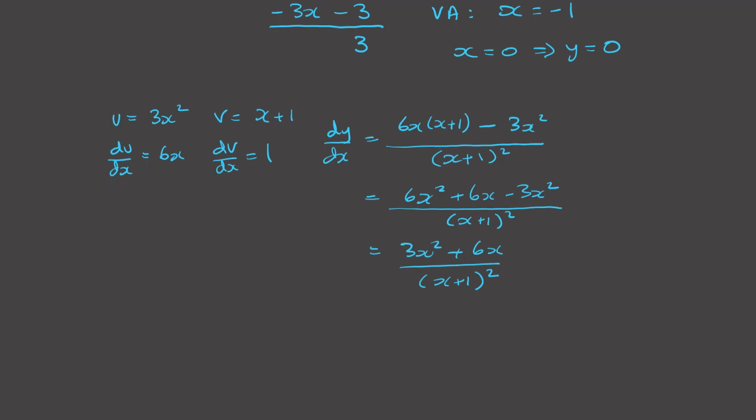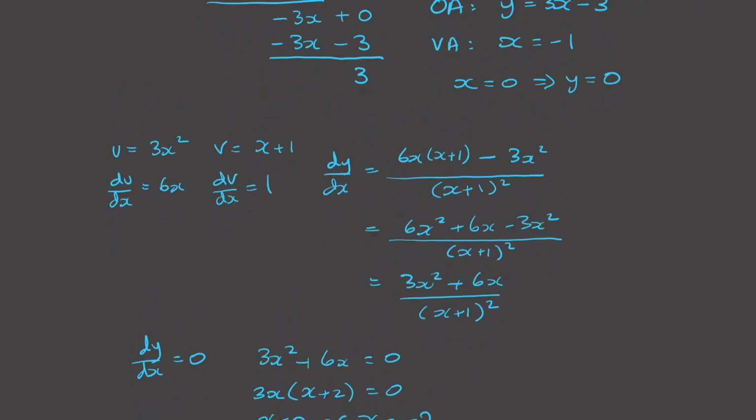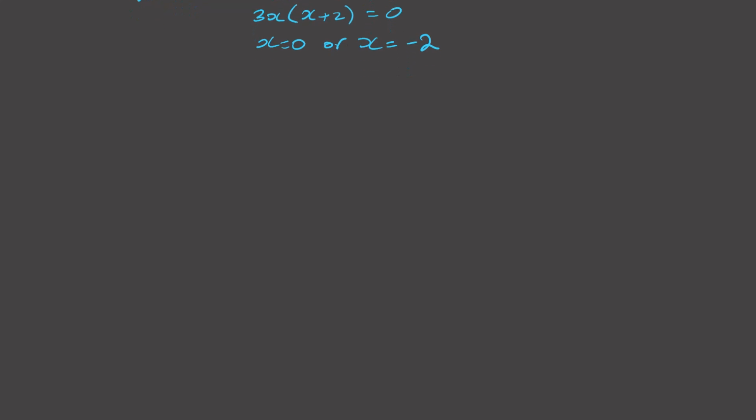Now, for dy dx to be equal to 0, to have a turning point, that means that 3x squared plus 6x must be equal to 0. 3x, x plus 2 is equal to 0. So x is 0, or x equals negative 2. Okay, great. Well, that means we've got lots of information that we can use for our sketch.